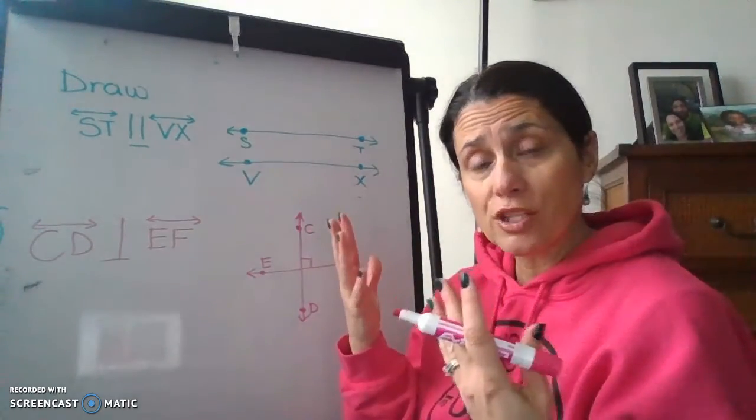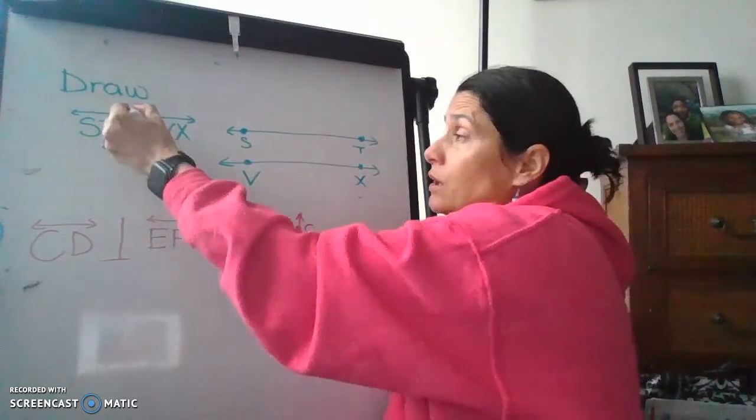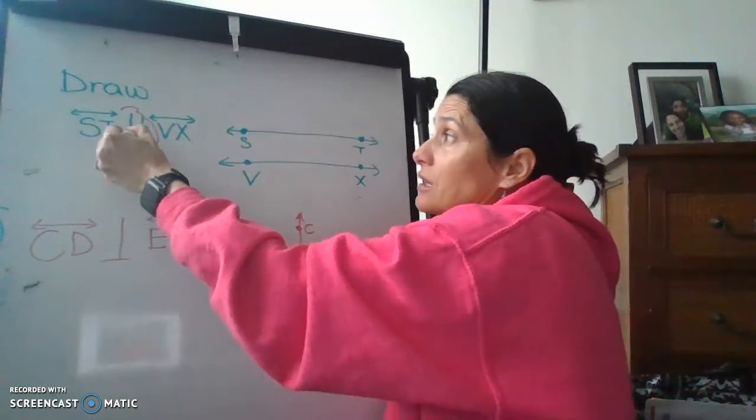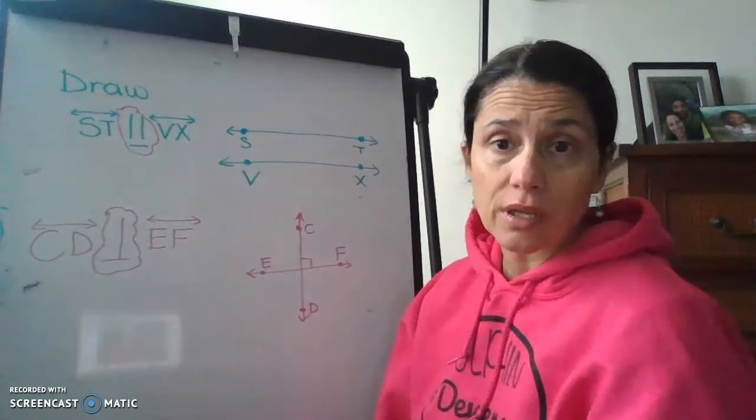So there were two ways. It will give you a picture and you have to name lines, or it will ask you to draw your own. And you need to recognize that that is parallel and that one is perpendicular.